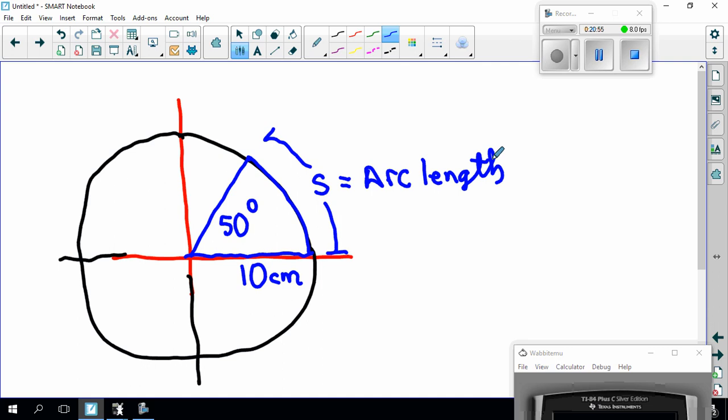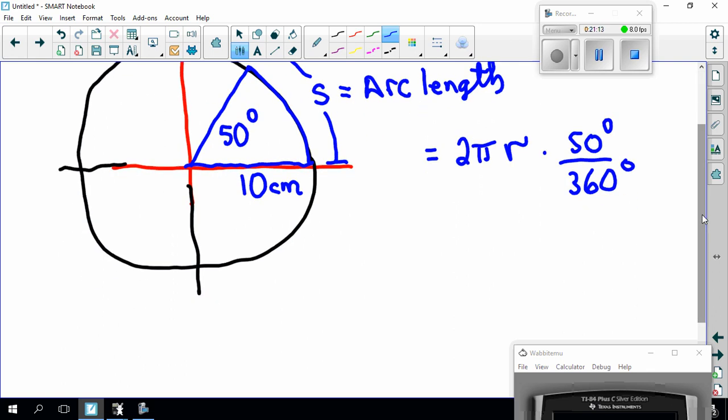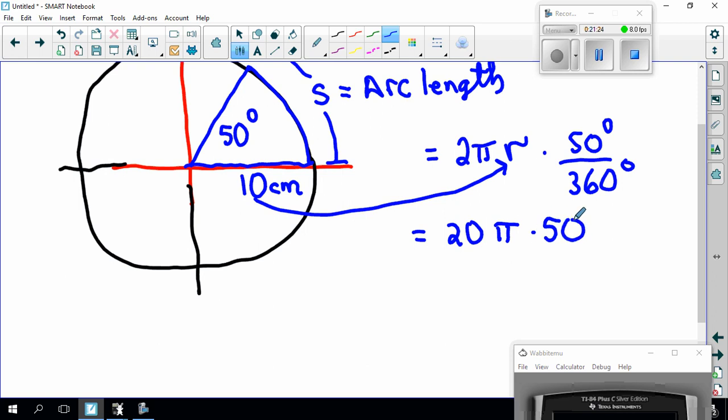Now, basically, you know the circumference of a circle, 2 pi r. Now, what you're going to do is just multiply by 50 degrees over 360. So, in this case, it's the 10, 20 pi times 50 over 360.